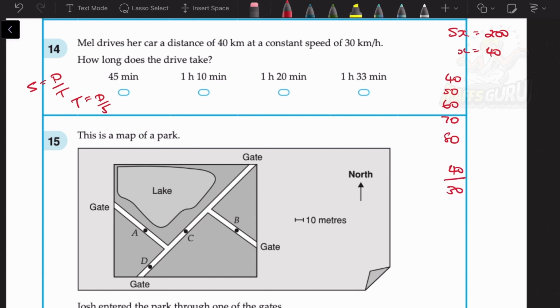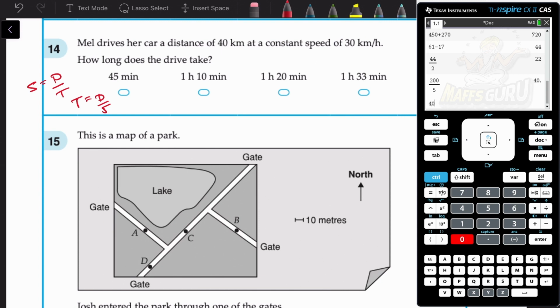So in which case, again, let's do this. 40 divided by 30 gives me 1.333333 hours. And again, that was the trick. 1.33 hours, right, which is 1 1/3 hours, which is actually 1 hour and 20 minutes, right? Don't get tricked there. That decimal number after is not the number of minutes.